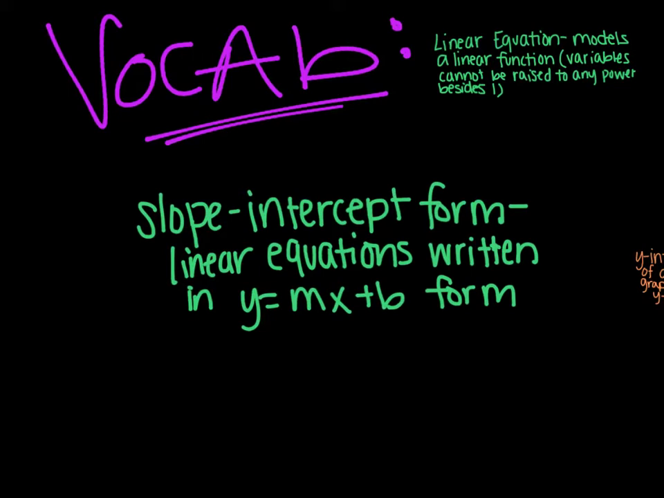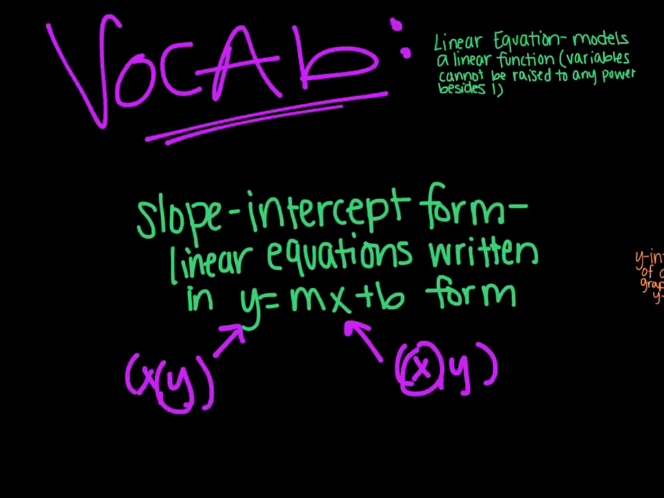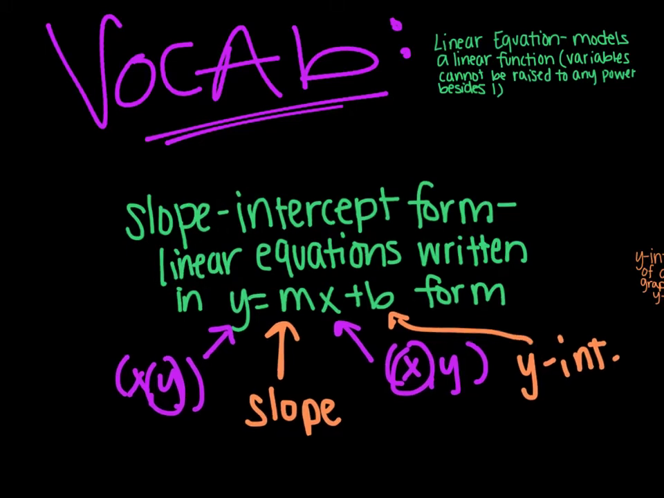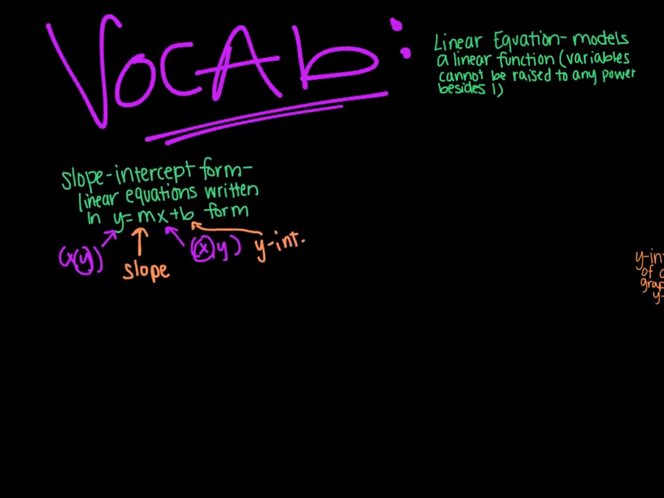And we need to identify some of these terms here. Y is just your y coordinate. X is your x coordinate. In x, y, it's your x, and in x, y, it is your y. M is your slope, which you've already learned. B is the new one, and B is your y-intercept. Why it is the letter B, I don't have a clue, but it is. So that's what slope-intercept form is.